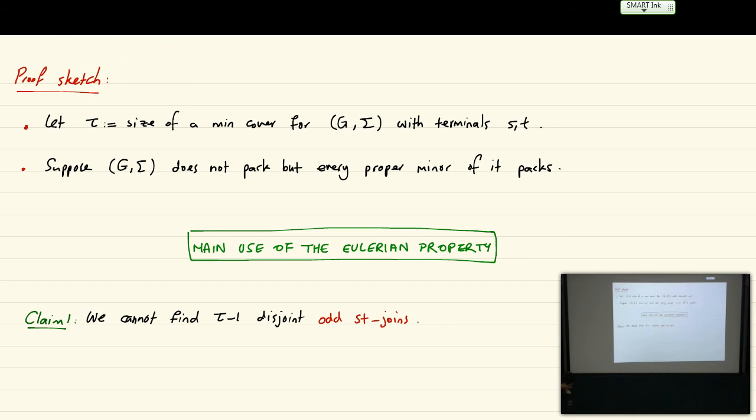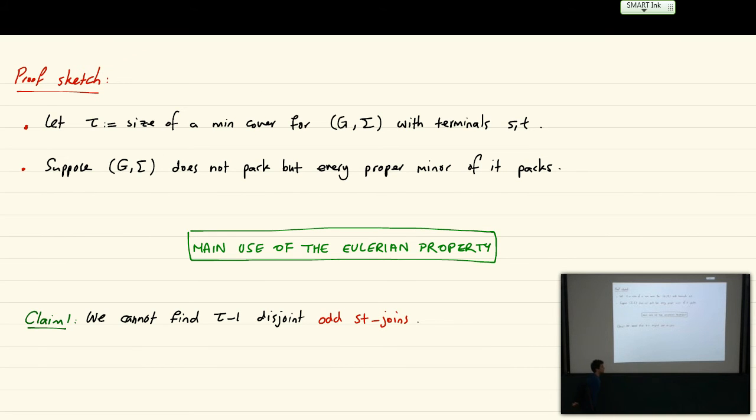Then there are two key claims that run the whole proof. The first one makes heavy use of the Eulerian condition, and this is the only place where you need the Eulerian condition. The fact that I cannot find tau disjoint odd S-joins tells me that I can find at most tau minus 1 odd S-joins. But the fact that I'm Eulerian tells me that I can't even find tau minus 1 disjoint odd S-joins. So there is a gap of 2 there. And that's mainly where you use the Eulerian condition.